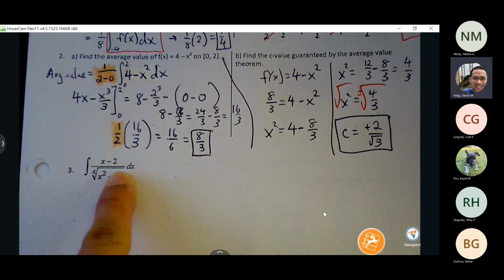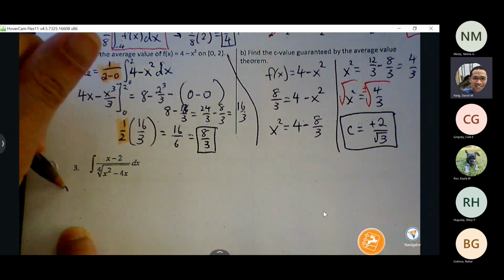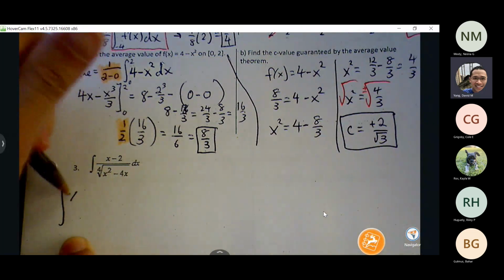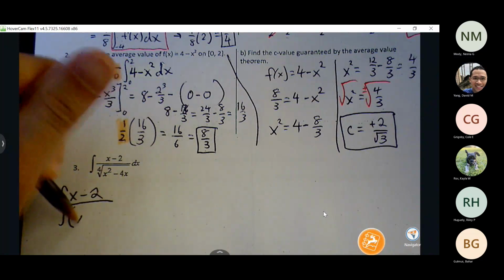Now, if it was just 4th root of x squared, that's fine. You can just rely on power rule for that. But as soon as you introduce multiple terms inside the radical, or even multiple terms inside the part of your denominator, that's a little bit too complicated for power rule to handle. So power rule is out, expansion is out. We have to look to u substitution. Right, so we can rewrite this problem here with parentheses.